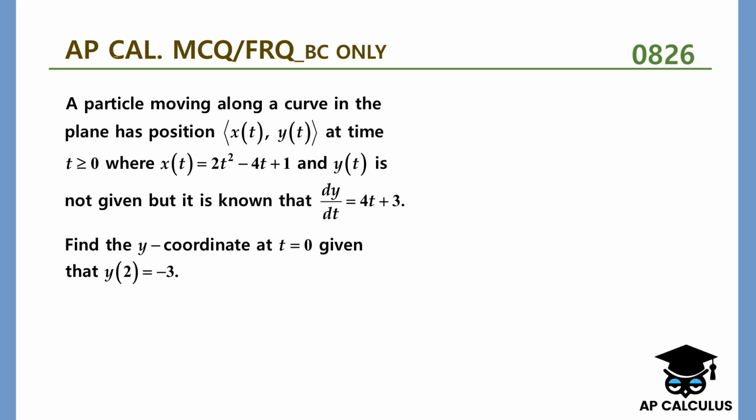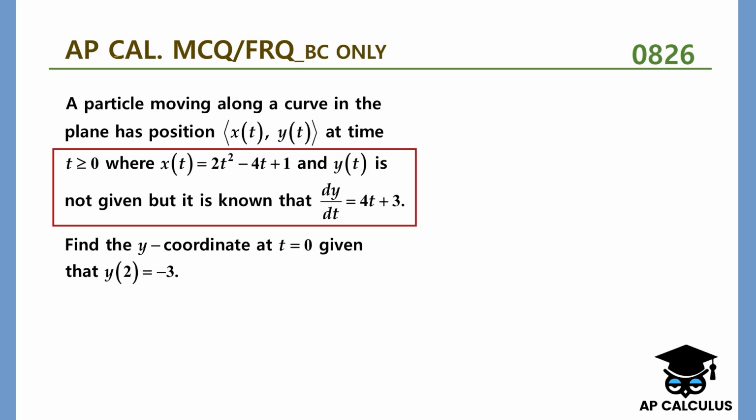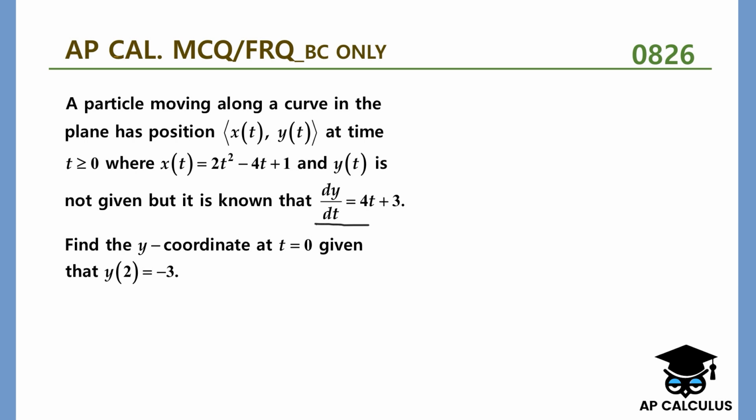Question 826. A particle moving along a curve in the plane has a position x(t), y(t) at time t ≥ 0, where x(t) = 2t² − 4t + 1, and y(t) is not given, but it is known that dy/dt = 4t + 3. Find the y coordinate at t = 0, given that y(2) = −3. It is given that dy/dt is 4t + 3, and the position of y at t = 2 is −3.